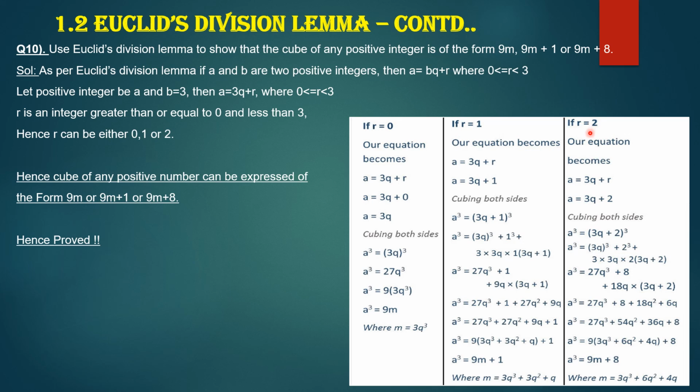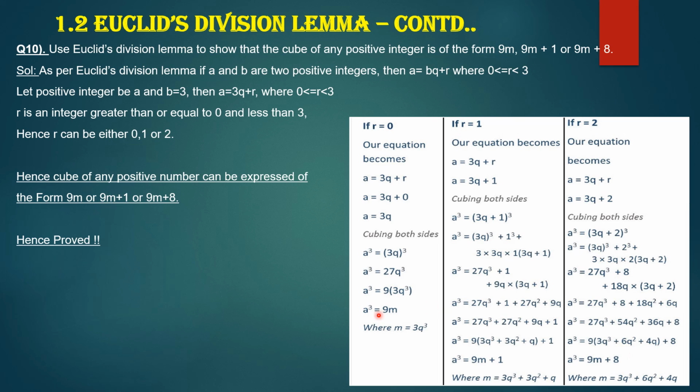In the third case, where r equal to 2, we have done the cubing on both sides, and you can see the values here equal to 27q cube, 54q square, 36q plus 8. Again, in the first three terms we will be able to take out 9 as a common factor, and it will remain as these terms plus 8. So we can write it out as m, because m is any integer here. That's why we are able to take out m, whatever is left over here.